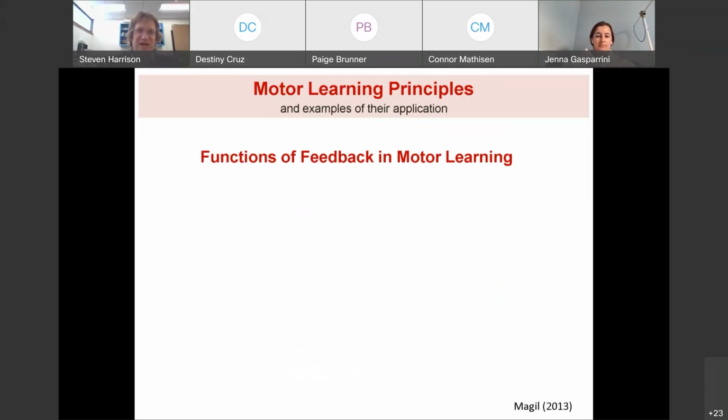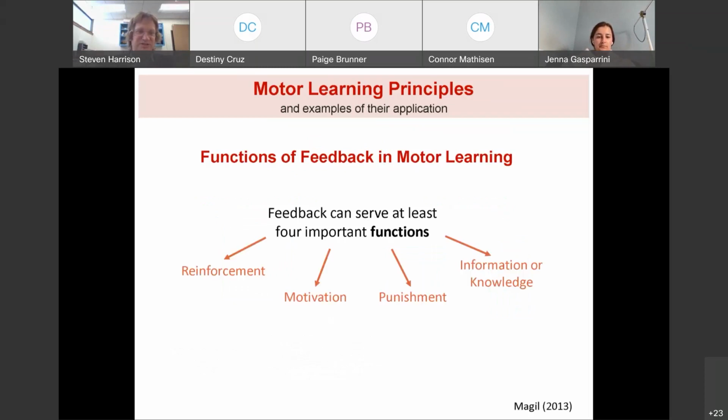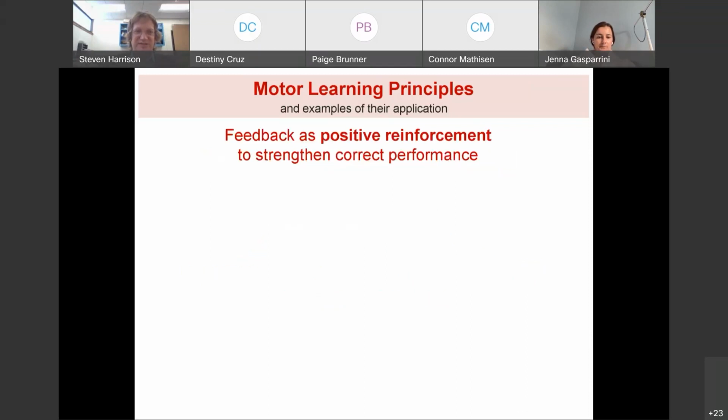Okay, so let's look at some functions of feedback. In general, feedback serves at least 4 important functions: reinforcement, motivation, punishment, and gaining information or knowledge about the action. So let's delve into this a little bit.